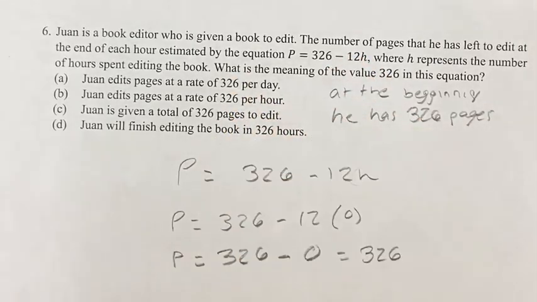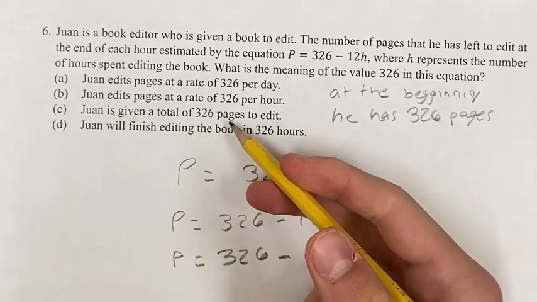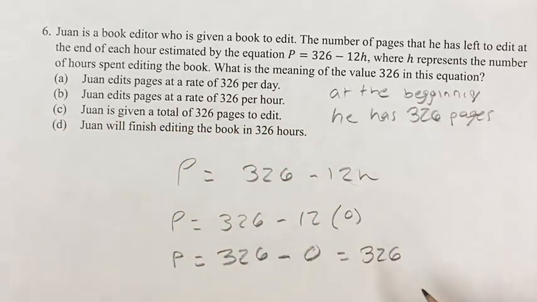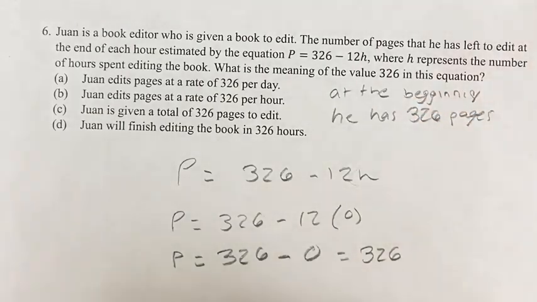Which one of the answers does this correlate with? We're told in C, Juan is given a total of 326 pages to edit. This lines up. He will be editing after this, but right now we're in hour 0, so he has not edited any of the pages, and he's given a total of 326.